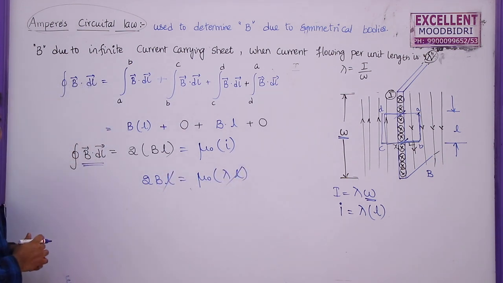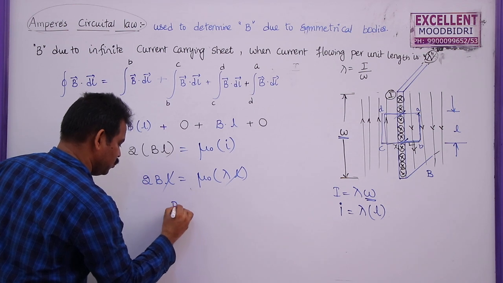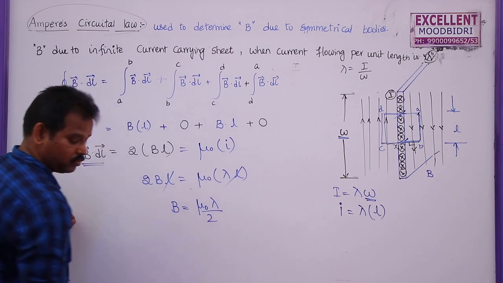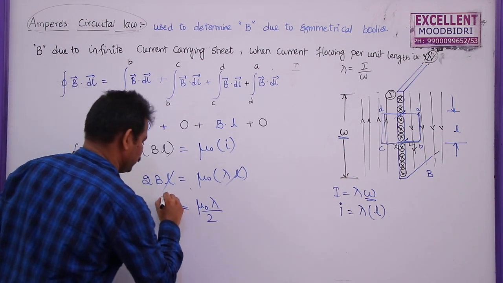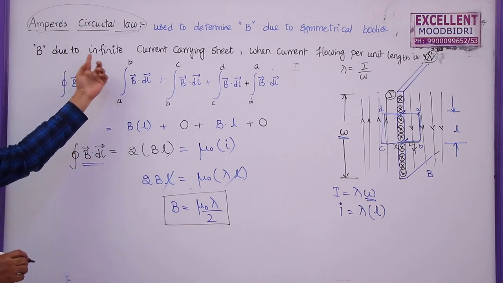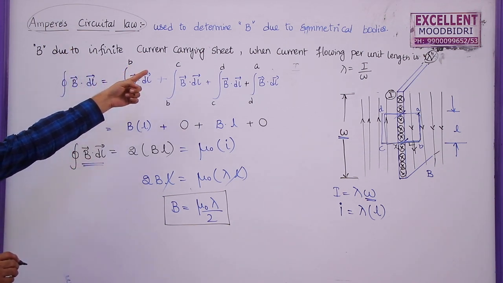The L gets cancelled. The magnetic field due to this sheet is given by mu naught lambda by 2. So this is the final expression to find out the magnetic field due to a thin, infinitely long current carrying sheet.